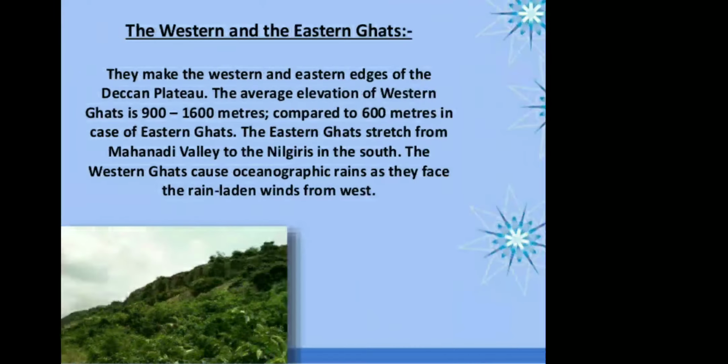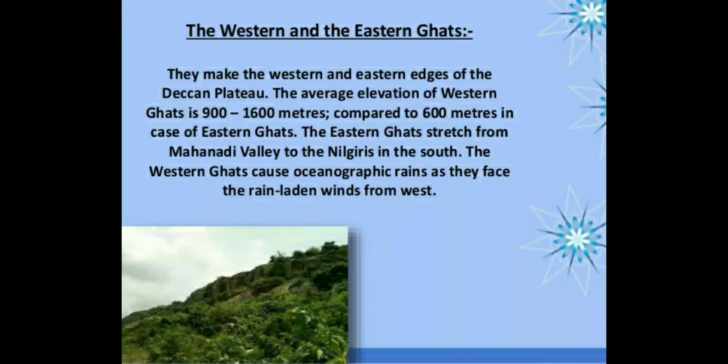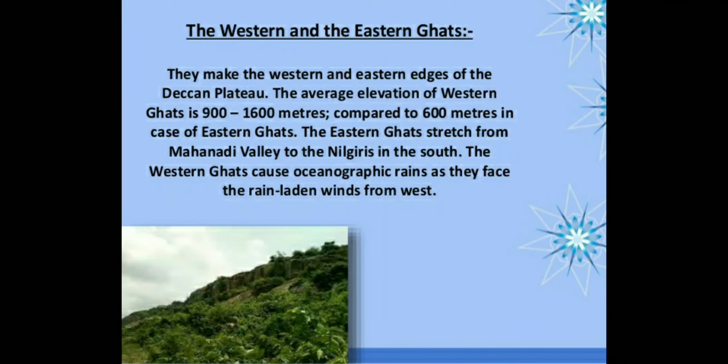The Western and Eastern Ghats make the western and eastern edges of the Deccan Plateau. The average elevation of the Western Ghats is 900 to 1600 meters. I showed you in the very first video the Eastern and Western Ghats. On the map of India, the downmost part like this, this is the Eastern Ghat and this is the Western Ghat.